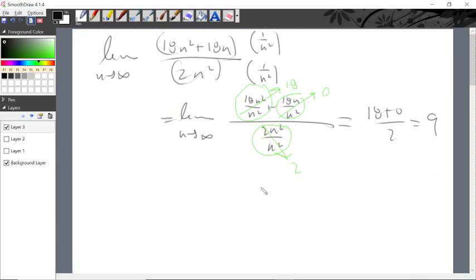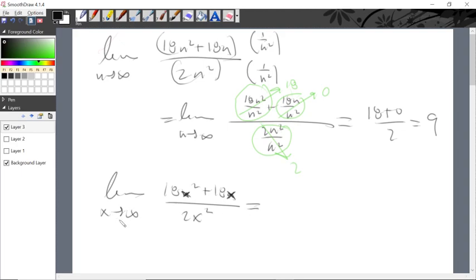And in one other way, when we have an indeterminate form, infinity over infinity, we could, of course, apply L'Hopital's rule. That was another way that we could have done that. So you could say the limit as n goes to infinity, let's say I write it as the limit as x goes to infinity of 18x squared plus 18x over 2x squared.